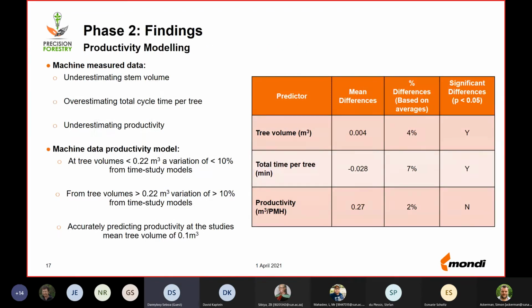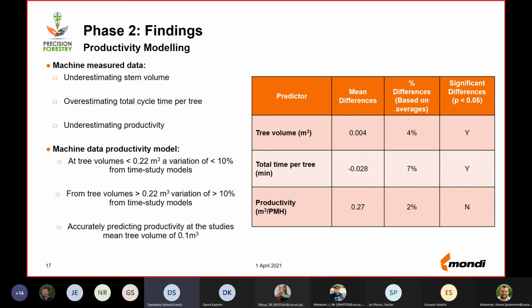Looking at our findings, machine measured data is underestimating your stem volume by 4% based on percentage differences, and as we said before, the differences are significant. Again, it is overestimating your total cycle time per tree by 7%, and again significant differences were found. On the productivity side, it was underestimating your productivity by only 2%. However, here we didn't find any significant differences.